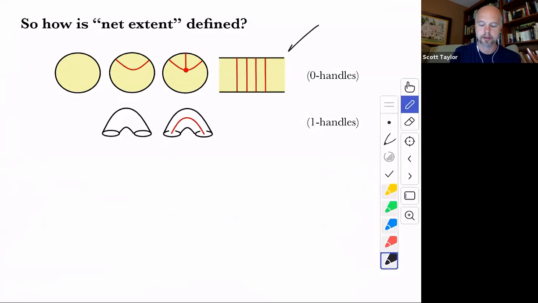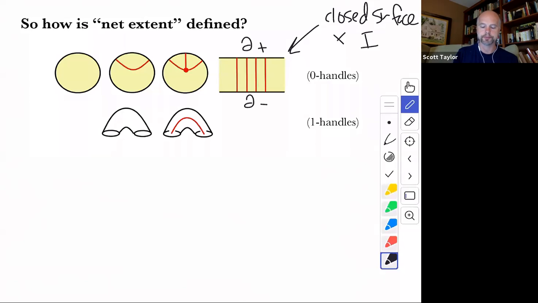which the 3-manifold part is a closed surface times an interval. And then I've picked some points in the surface and expanded them out to points times interval. The surface doesn't have to be connected, it just has to be compact, no boundary. I call the bottom side boundary minus and the top side boundary plus. Okay, so those are my 0 handles.